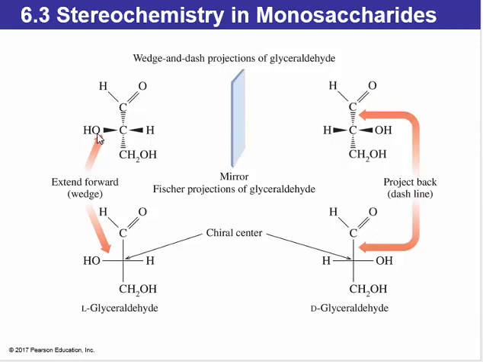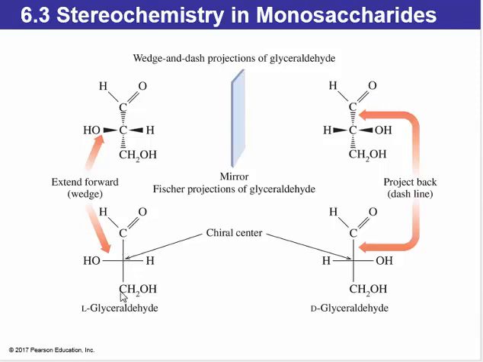Now, we see this wedge and dash structure, where the wedge is coming out of the screen or the paper and the dash is behind. The Fischer projection of monosaccharides is a simple way to express monosaccharides which clearly shows their chiral centers. So in a Fischer projection, the chiral center is just drawn as an intersection.